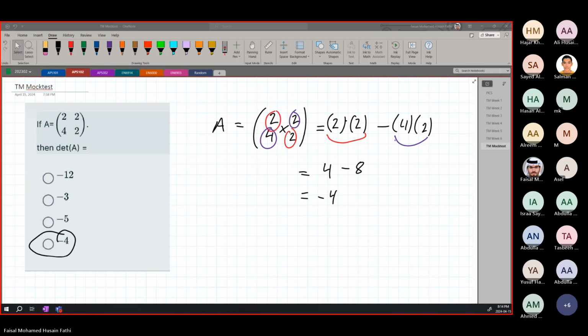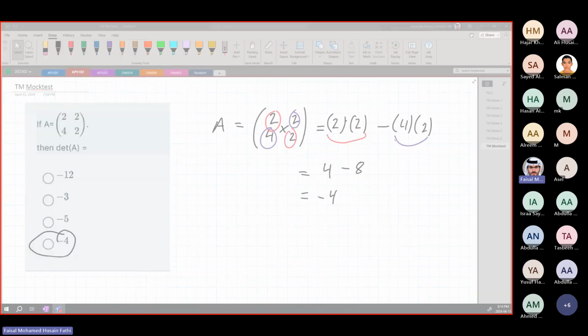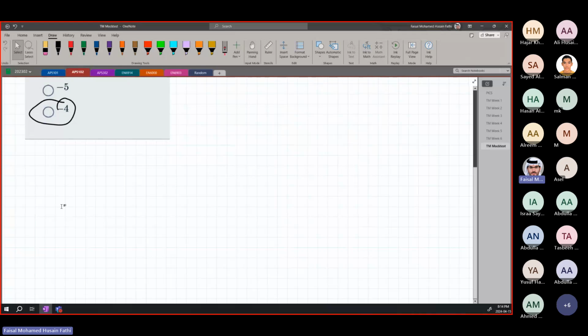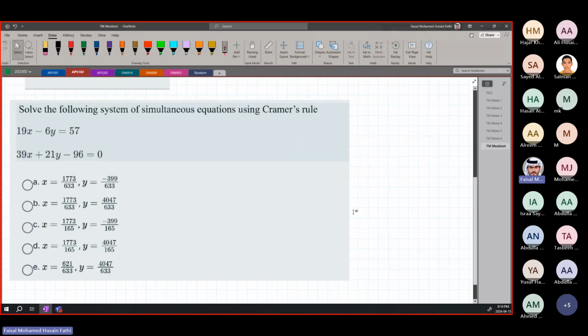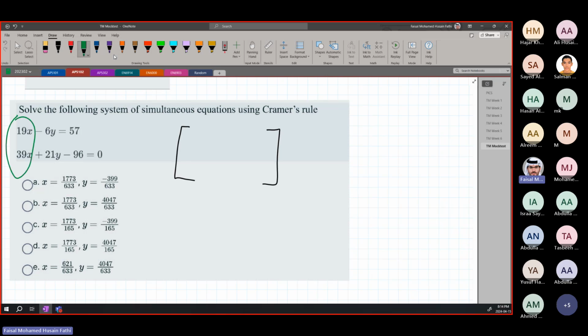Solve this using Cramer's rule. This is what the question says: solve the following simultaneous equations using Cramer's rule. Again, with Cramer's rule, you look at the x values and make your matrix. The x values over here are 19 and 39, so you write 19, 39. Then you look at your y values, which are minus 6, again with the sign, and 21. So minus 6 and 21.